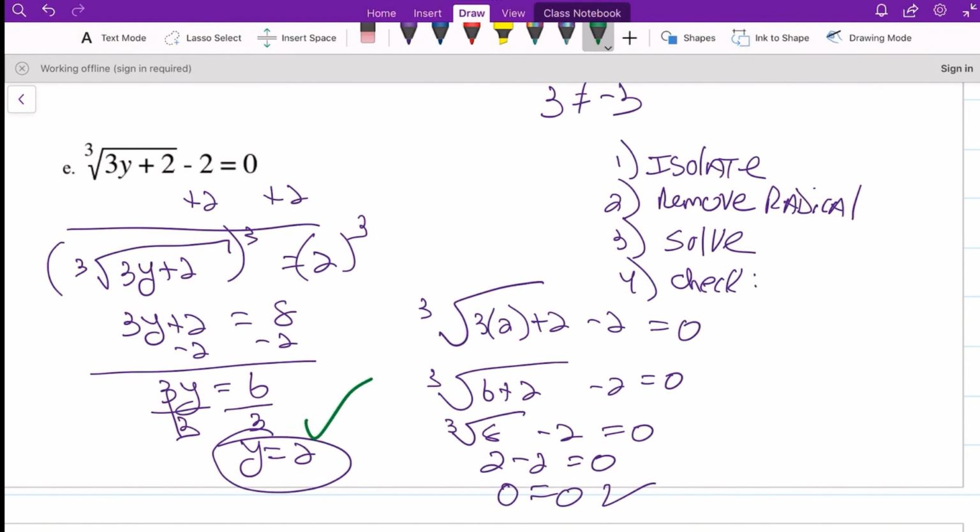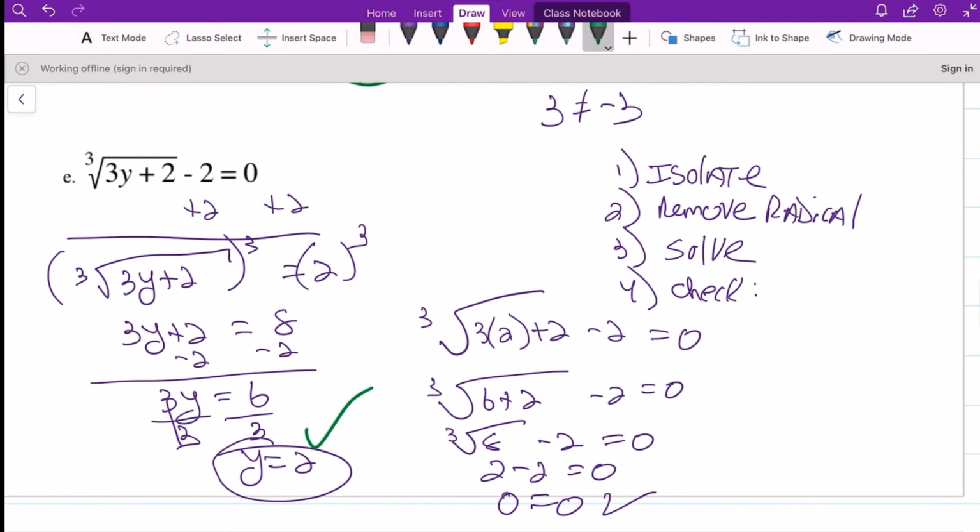And those are your steps, right? Isolate, then remove your radical. You're either going to square both sides or cube both sides, or if you're dealing with a fourth root, you would raise both sides to the power of 4, and so on and so forth. And then you're going to go through that third step again, which could be the more intense step in the whole process, depending on what you're doing. This example here wasn't too bad.